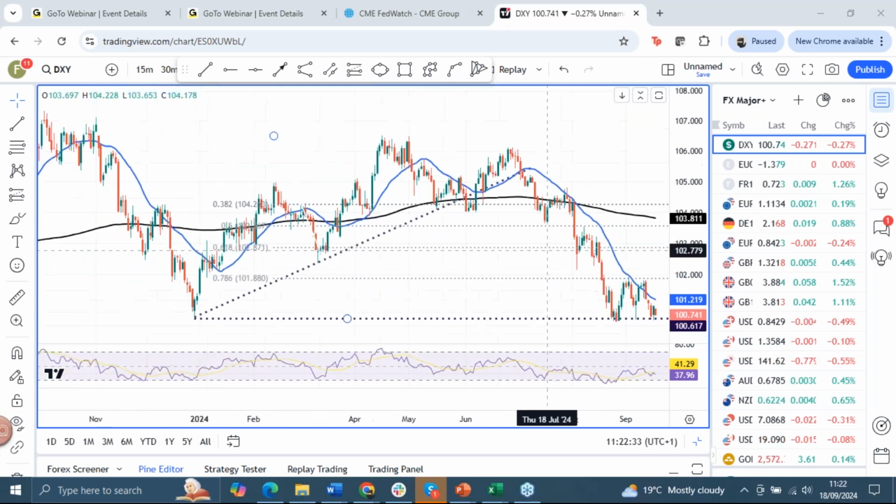Yep, late December, of course, and we bounced off there a couple of times. You can see quite a few times, and we're just hovering above it now. The 21-day moving average is initial resistance, potentially 101.21, and then the first minor Fibonacci retracement level is at 101.88.